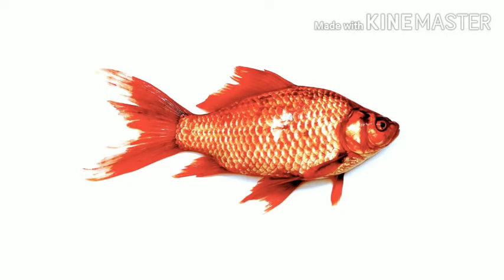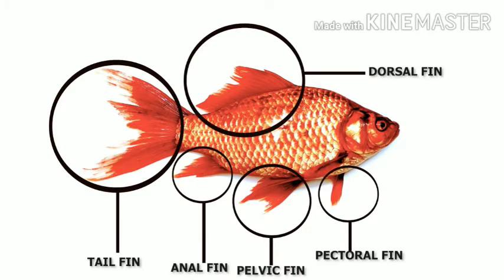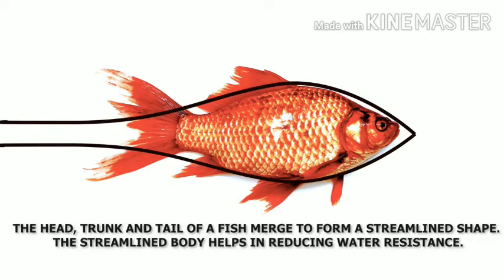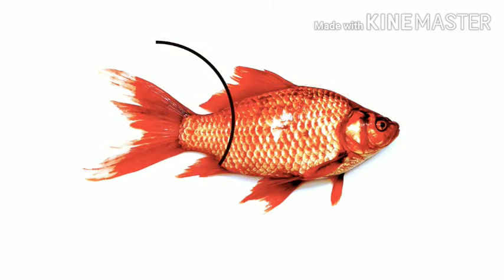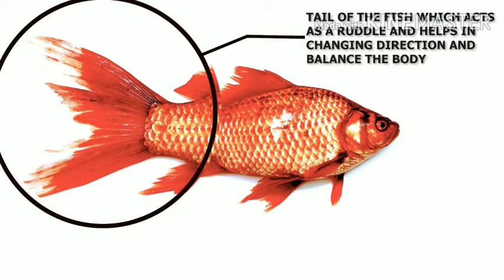We know that fish is an aquatic animal. Let's see how fishes have overcome these challenges. Fishes have developed fins which help them swim fast. The head, trunk and tail of a fish merge to form a streamlined shape. The streamlined body helps in reducing water resistance. Changing direction while fast swimming is essential, otherwise the fish will collide with rocks. Fishes have a strong tail which acts as a rudder to change direction and keep the body balanced in water.